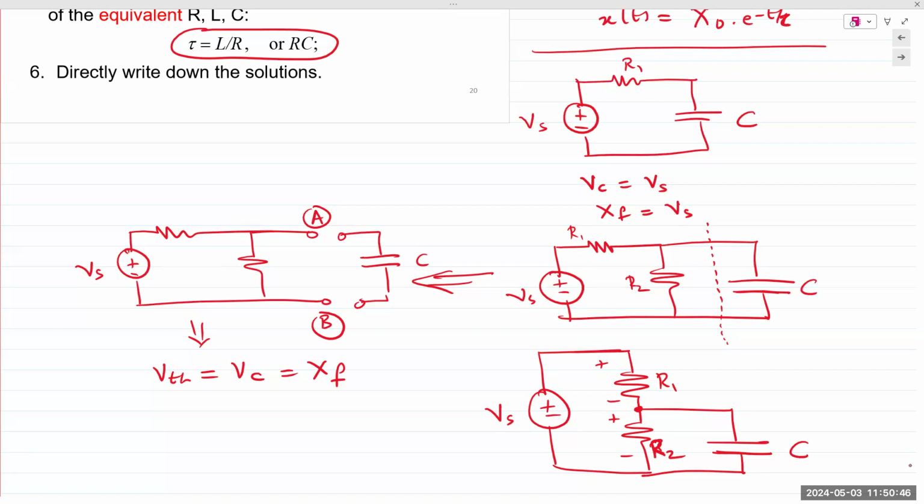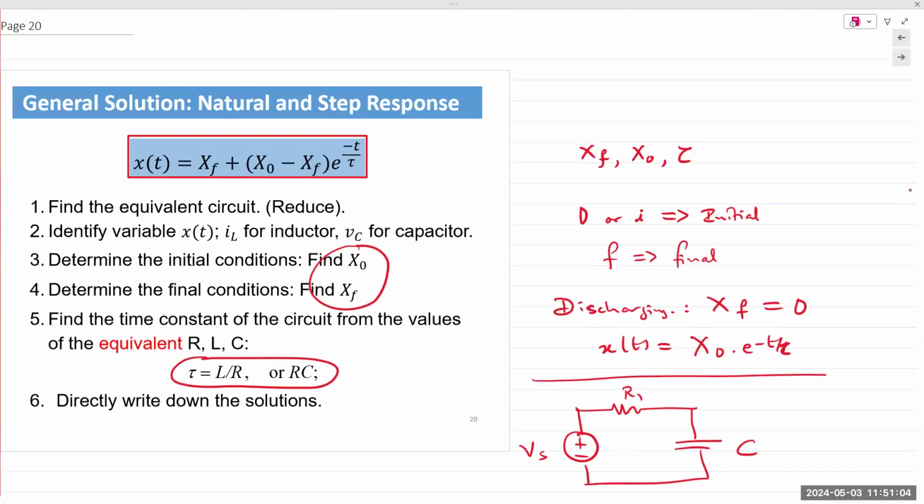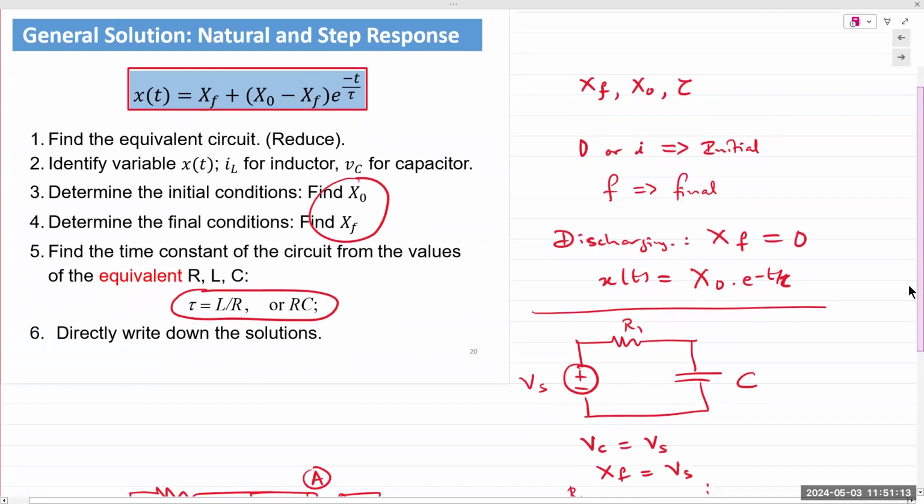Does that make sense to everyone? Right. So if the source, whether it's a voltage or current source, is connected directly to the inductor and capacitor, then that final value can be taken directly from there. If not, we have to find the equivalent circuit. And that's why I have it as step number 1. So again, 80 to 90% of the solution is simply determining the right values for XF and X0.